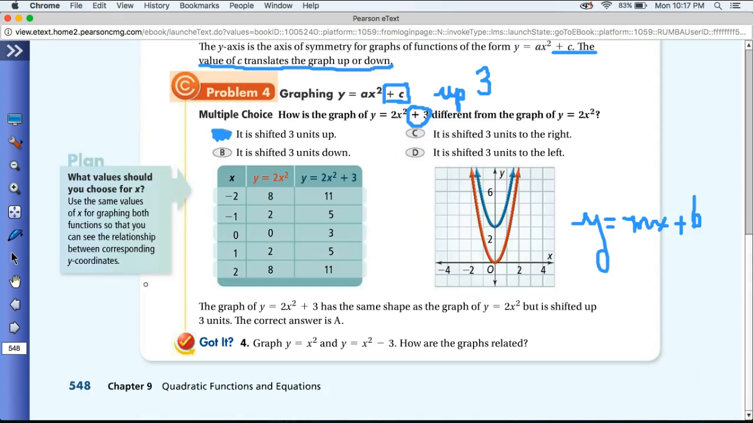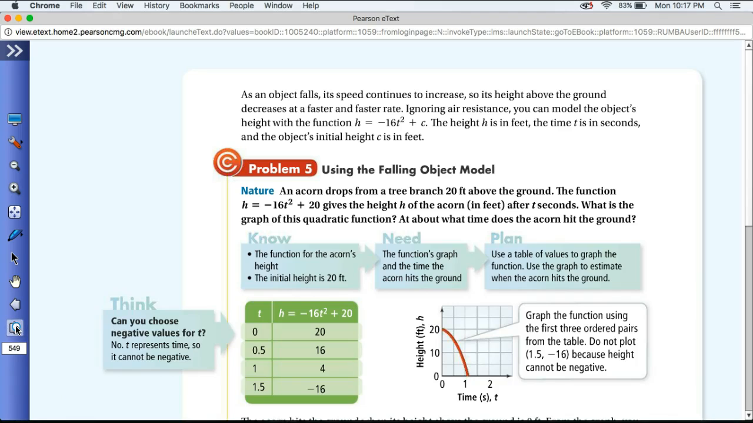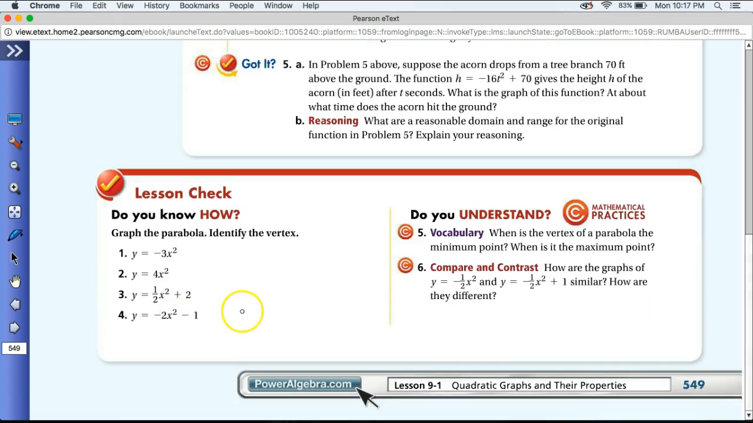Review that if you need to. Otherwise, we're going forward. We're actually going to skip problem 5, if I remember correctly. Yes, we are. We're not going to worry about the falling object model right now. We're going to skip that. So then we're basically on to the lesson check.